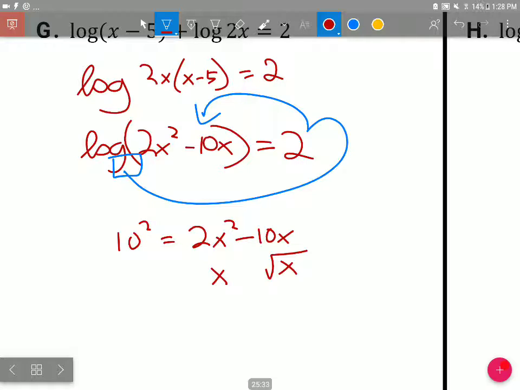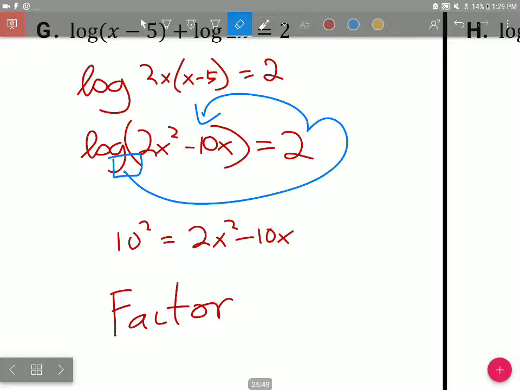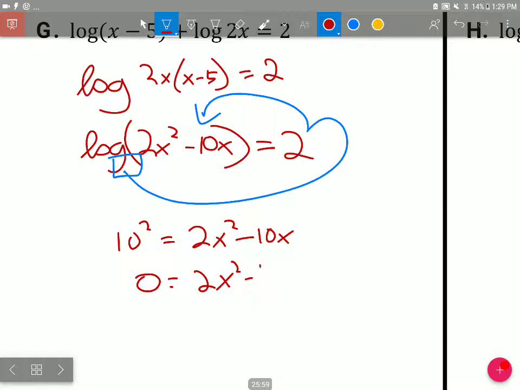How do I get rid of an x and an x squared at the same time? Give you a hint. It's the algebra 2 F word. Nope. No way. Factor! That's when one goes, oh, crud. All right, so here we go. I got to get everything to one side and factor it. So we'll subtract the 100. 2x squared minus 10x minus 100.